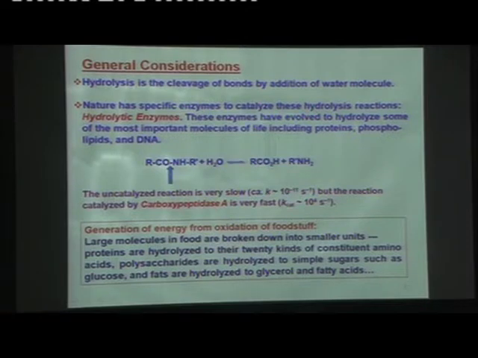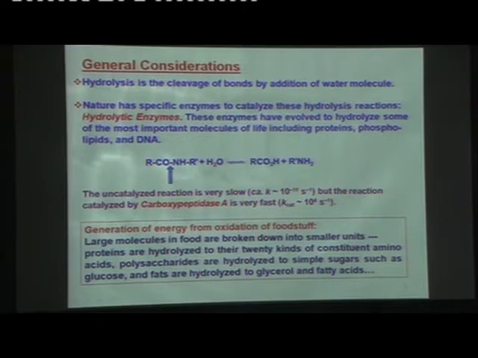But the reaction can be catalyzed by an enzyme named carboxypeptidase A, and it's very fast. 10^-11 becomes 10^4. So you know the enormous rate enhancement takes place because of some molecule in biology called carboxypeptidase. Now we should understand what that is, how the active site structure looks, and whether we can understand that by making a molecule in the laboratory.